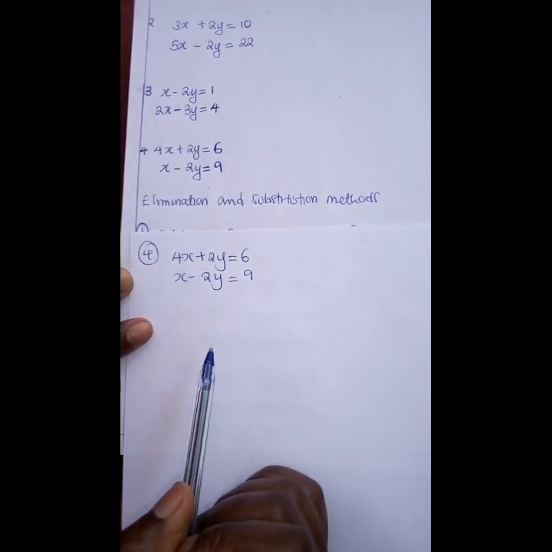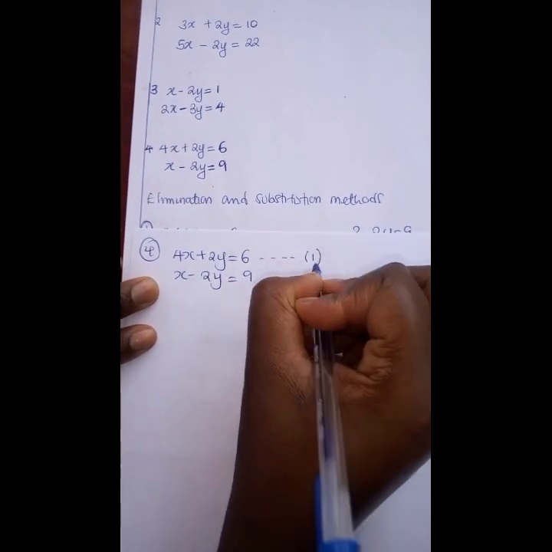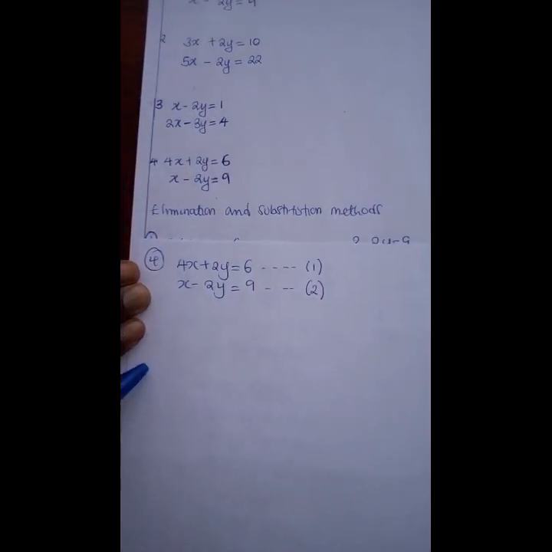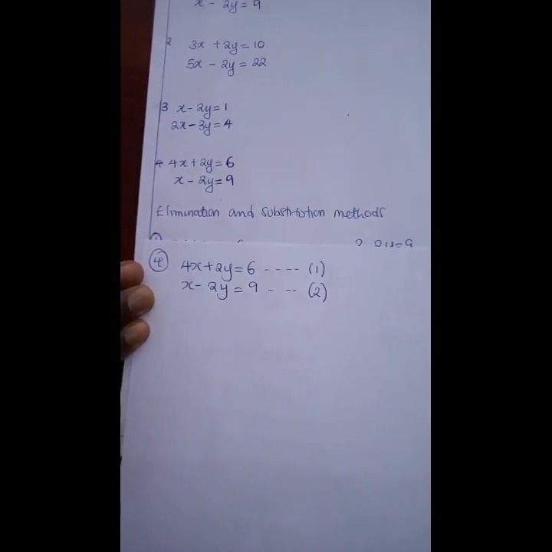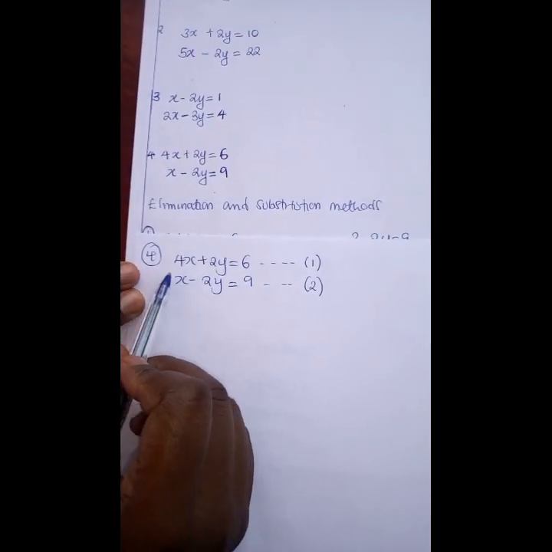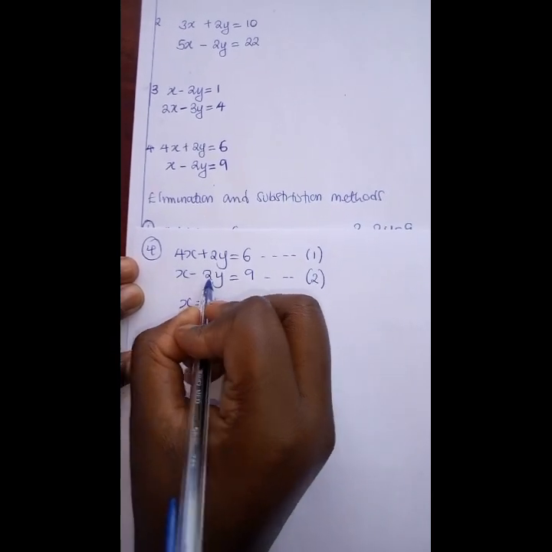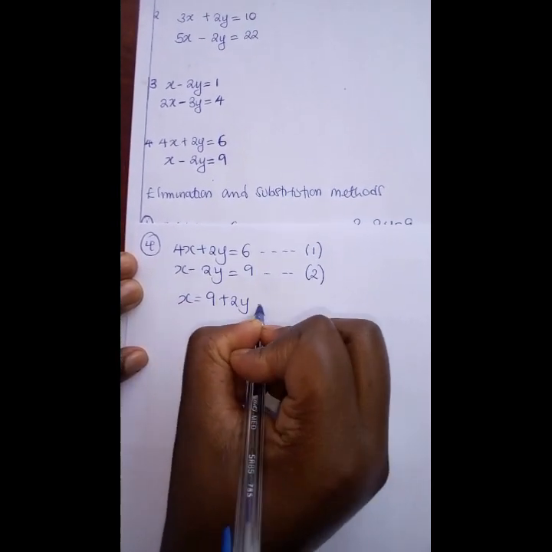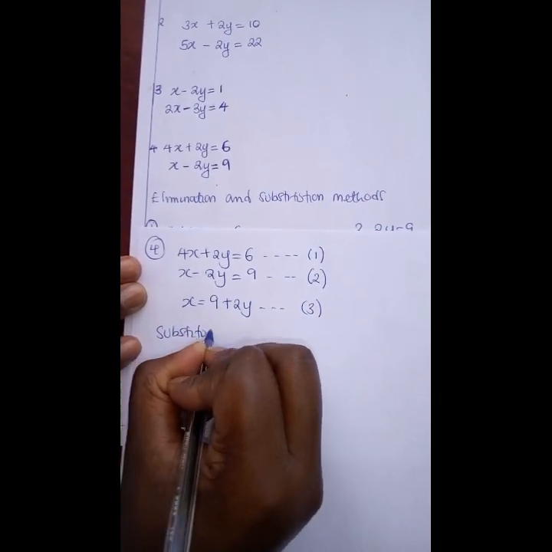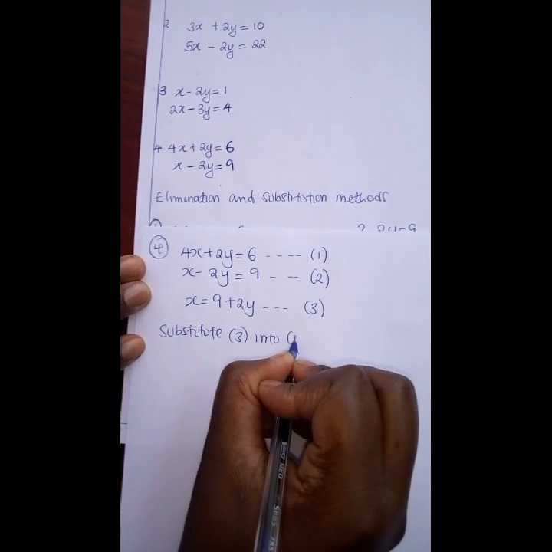So remember, in the substitution method, what you have to do is you label your equations. So this will be equation 1. If you want, you can use letters A, B, C, D. Then you pick an equation that has a variable with a coefficient of 1. In this case, it's this equation here. X has a coefficient of 1. So you make x the subject. So x is equal to 9 plus 2y, as the negative becomes positive. That will be equation 3. You substitute 3 in the equation you didn't use. So we didn't use equation 1, so substitute 3 into 1.